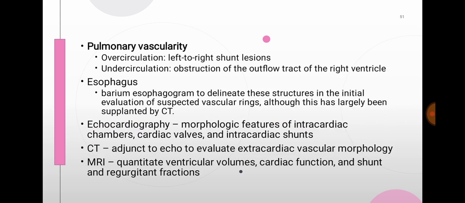Pulmonary vascularity is also evaluated in your chest X-ray. So if there's over-circulation because of shunts, you can see there's prominence of your pulmonary vasculature in your chest X-ray. Also, if there's under-circulation, it would give you an idea if there's an obstruction in the flow.